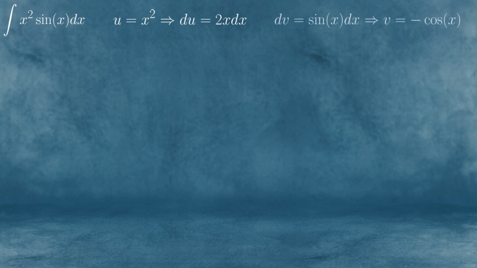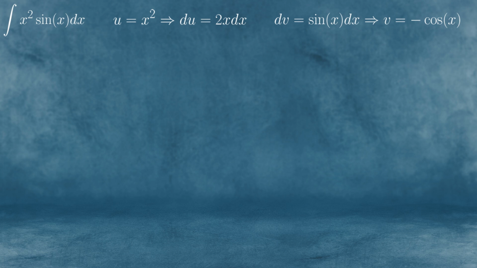Some of the integrals require a little bit more work. For example, there are sometimes in which integration by parts has to be used more than only one time. Let us consider the integral of x squared times sine of x dx. And we're going to say that u is equal to x squared, so du is now 2x. And dv is equal to sine of x dx, so v is equal to minus cosine of x.